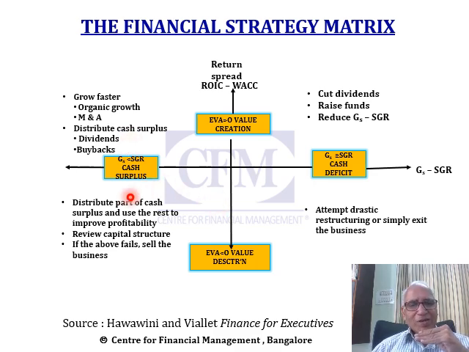In this quadrant where the company has cash surplus and has negative EVA, the recommended strategies are distribute part of cash surplus and use the rest to improve profitability, review and modify capital structure if necessary. If the above fails, sell the business. In this quadrant where the company is cash deficit and has negative EVA, the recommended strategy is to attempt drastic restructuring or simply exit the business.